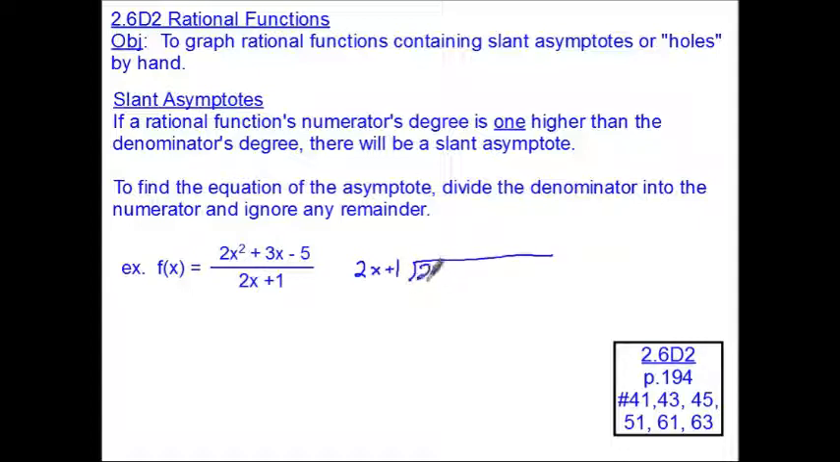Alright, we got 2x squared plus 3x minus 5. The good news is we're only doing this because the degree here is 1 higher than here. That's the only time we're going to have to do this, so it's definitely not going to happen all the time, but it is something we have to be aware of.